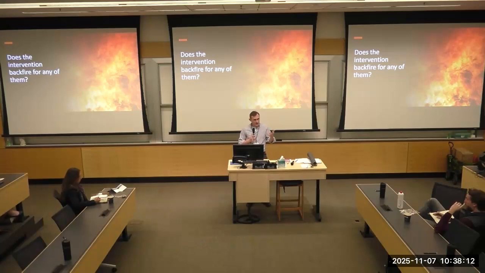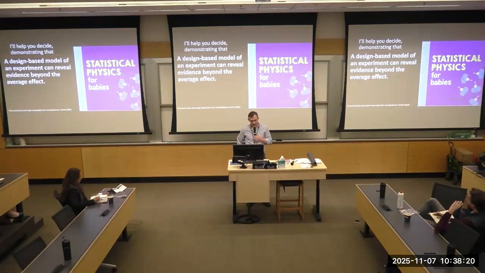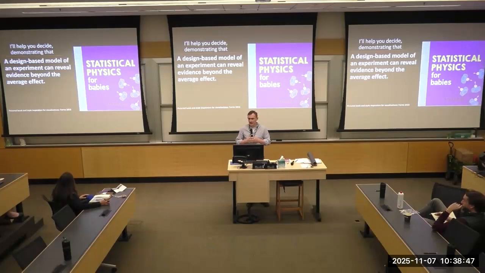And so this more subtle question, which is generally not answerable in the way we think about RCTs, is what the paper is interested in. And the reason that statistical physics for babies is here is because it's going to be a very helpful bridge in terms of communication for trying to understand how we can use the design-based structure of an experiment to try and infer the presence of these people for whom treatment backfires. And we just want to know, can we learn anything more from the experimental data about this type of person? And this is the crux of the paper.